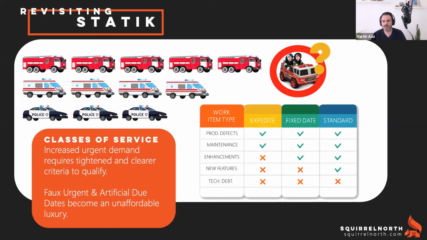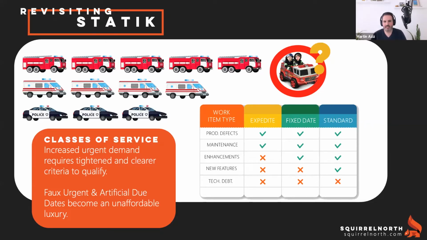So this is an opportunity to go back to your work item types, your offerings, and say, what classes of service are we actually going to be offering? And maybe in some cases you have been offering fixed dates, and you may want to take that off the menu and say, well, it doesn't really make sense in the current climate to actually offer that class of service.